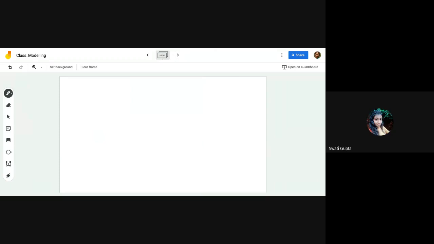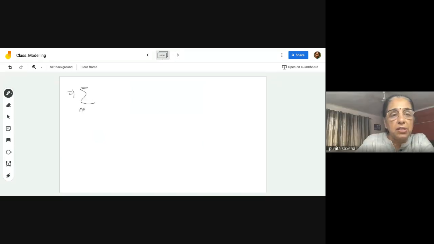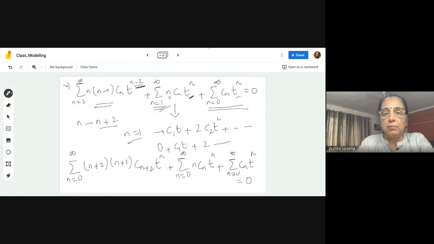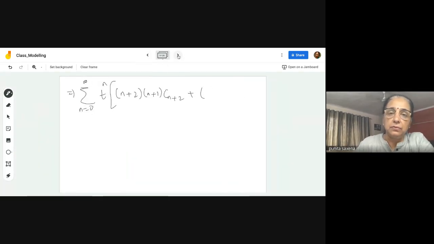So basically, what you get now is summation n from 0 to infinity. Now your t^n is common. So what will be the terms? Can you just quickly write? What all will come? (n plus 2)(n plus 1) c_(n plus 2), and what will be the coefficient of c_n now? Plus, how many terms with c_n? 2 terms, right? n plus 1, yeah. You're going to get (n plus 1) c_n equal to 0.